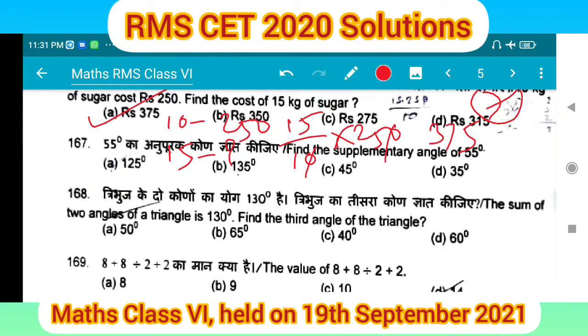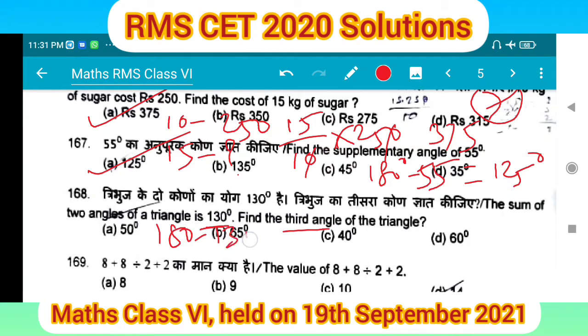Find the supplementary angle of 55. Supplementary angle means 180 degrees, so 180 minus 55. How much? 125 degrees. So this one is the correct. Next, the sum of two angles of a triangle is 130 degrees. Find the third angle. It is also easy. 180 minus 130. How much? 50 degrees. A1 is the correct answer.